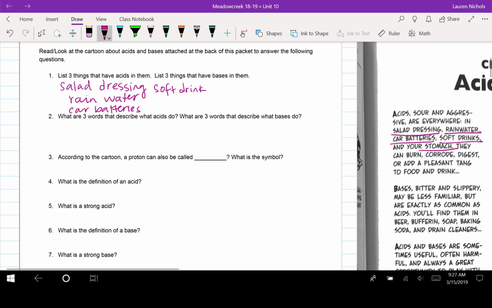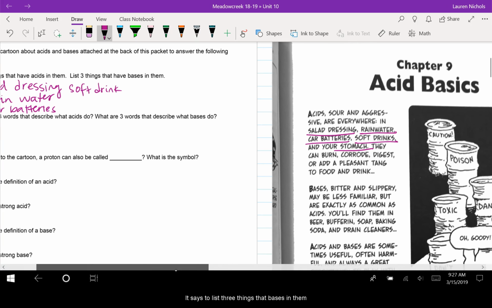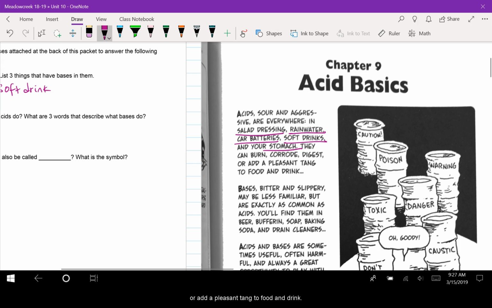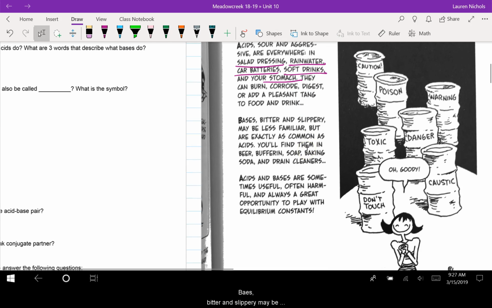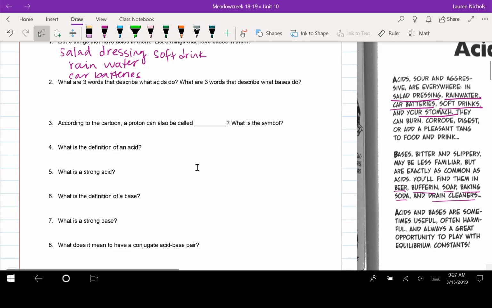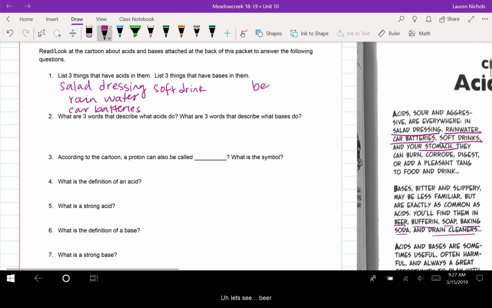And then it says to list 3 things that have bases in them. So let's pick up where we left off. They can burn, corrode, digest, or add a pleasant tang to food and drink. Bases, bitter and slippery, may be less familiar, but are exactly as common as acids. You'll find them in beer, bufferin, soap, baking soda, and drain cleaners. Okay, so those are some things that we're looking for. So let's see, 3 things have, let's see, beer, drain cleaner.